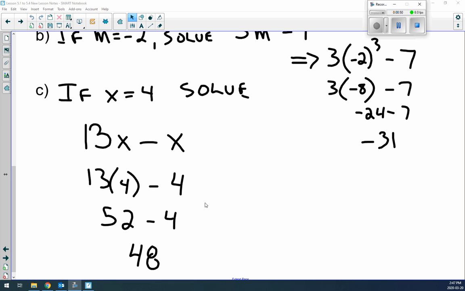Part C here, we have x equals 4, and we solve for 13x minus x. So we're going to replace x with 4. So 13 times 4 minus 4. Remember, do your multiplication first. 52 minus 4, and then we get our 48. Okay, go to the next page.